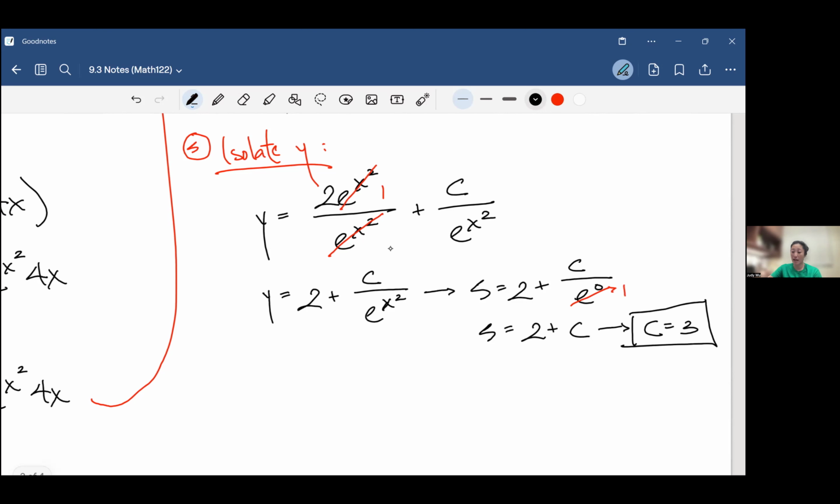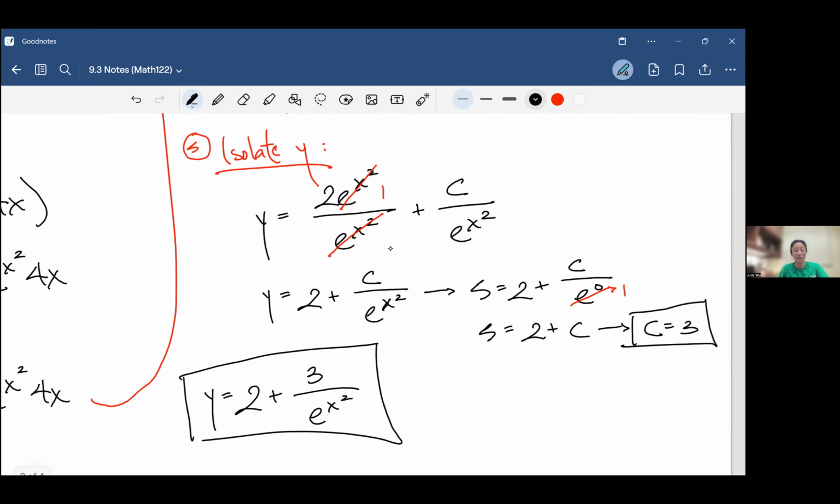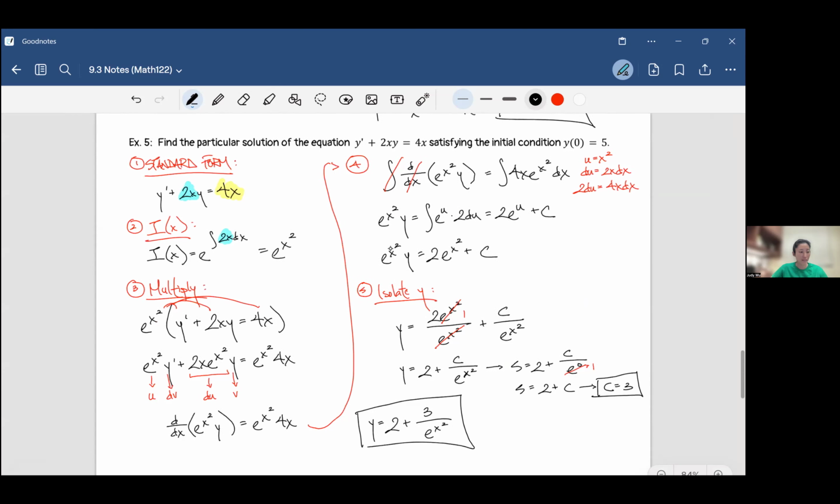And so my last step, I'm going to go back to my solution, but I'm going to put in a 3 everywhere I see a c. So this gives me y equals 2 plus 3 over e to the x squared as my particular solution to this first order linear differential equation. Okay, so there it is all on one page for you. I'm going to come back and do a last video where we take a look at an application question, and then that'll be it for this section.